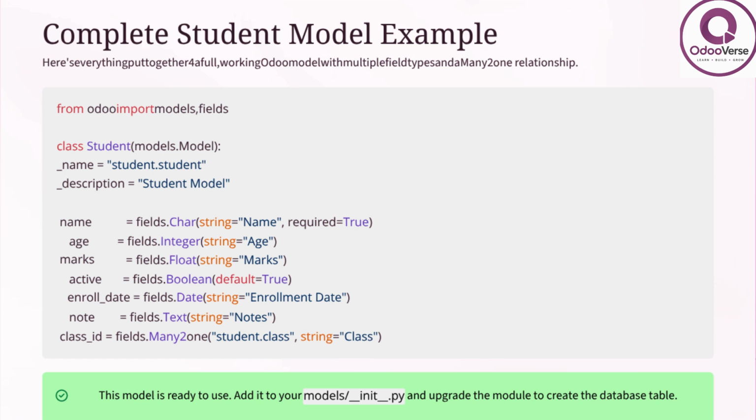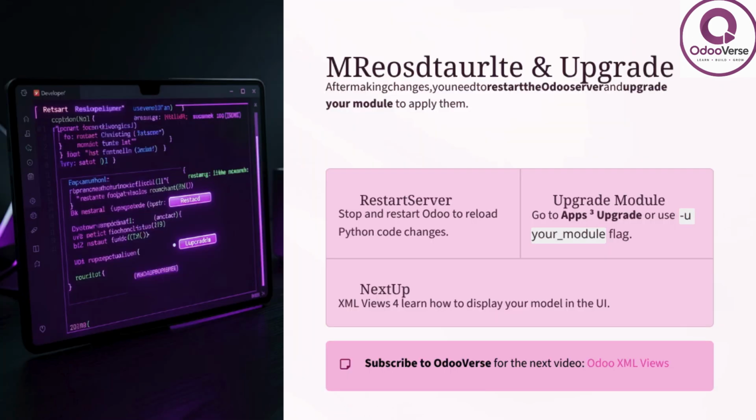And after creating this model, we add it inside models/__init__.py. Then upgrade the module so Odoo creates the database table automatically. Finally, after making changes in models, we need to restart and upgrade the module. First, restart the Odoo server so Python code reloads properly. Then, upgrade the module either from apps or using the command line. This applies all model and field changes to the database. And now, your model becomes fully functional inside Odoo.